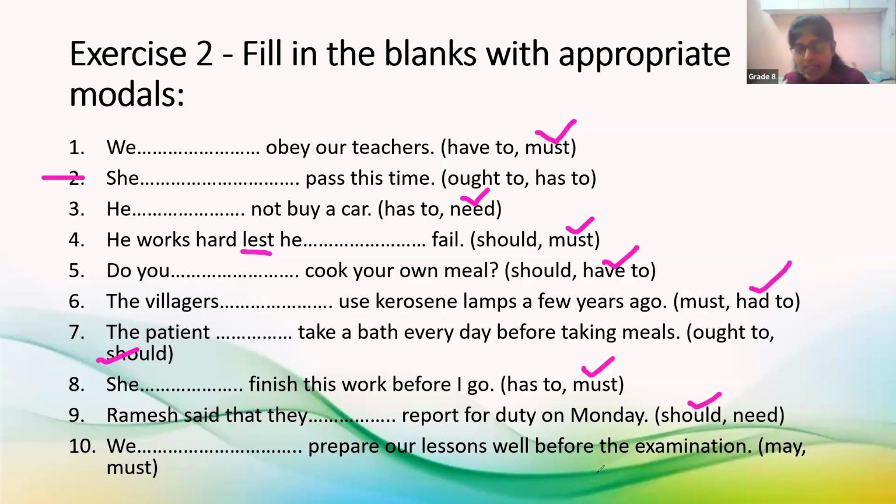We must prepare our lessons well before the exam. Must. Ma'am, must. We must. Okay. We are coming on to sentence number 2.